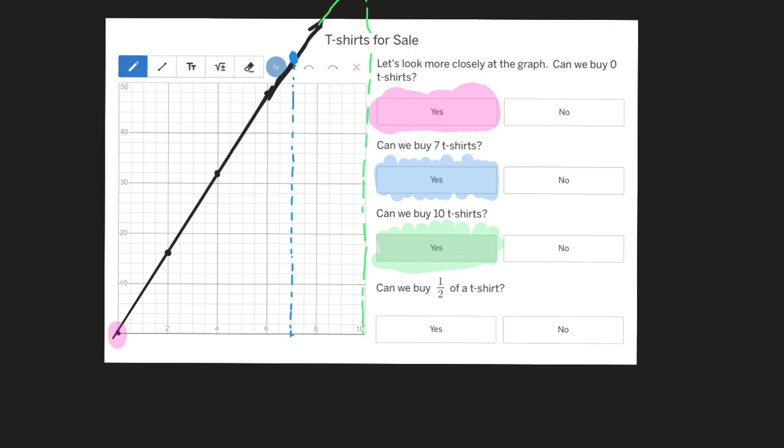Now the next question's kind of a tricky one. Can we buy half of a shirt? So can we buy half of a shirt? Now 1/2 is actually on our graph. So if we look at it, this is 1/2 right here. It's showing us we have this point 1/2, 4. It's on our graph. But can we, in this situation, buy half of a shirt? The answer is no. We can't buy half of something in this situation. Okay, they don't sell half of shirts.